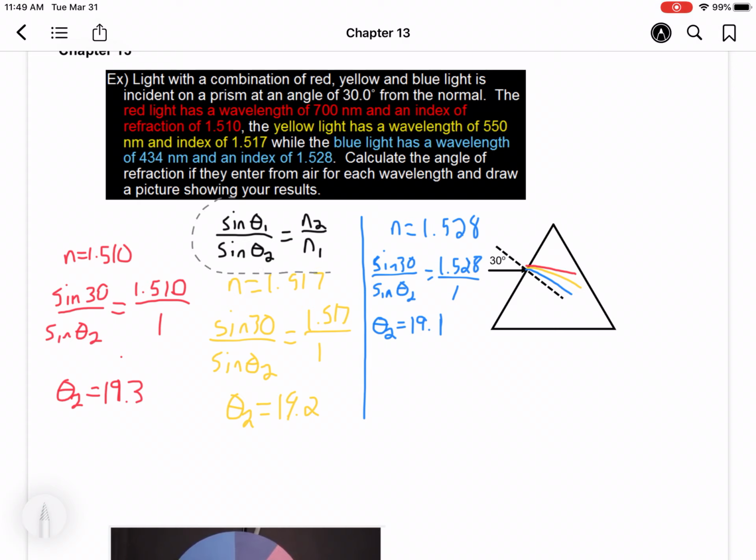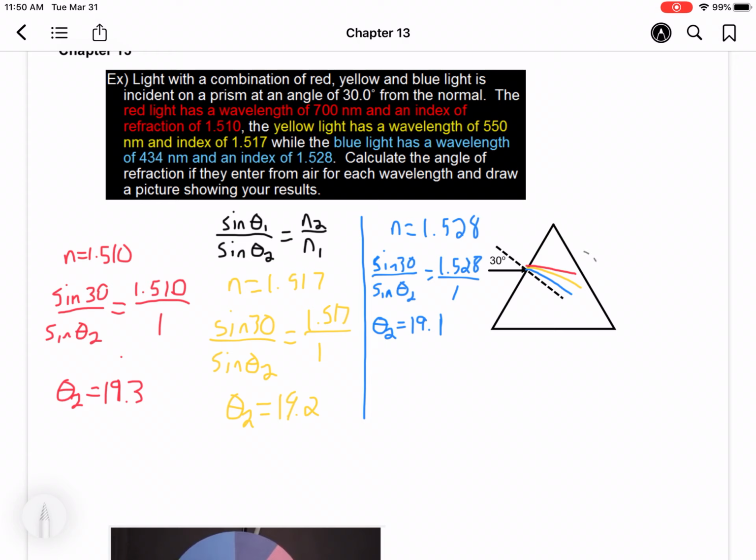And so what I did is I started all the equations based on this: sine angle 1 over sine angle 2 equals n2 over n1. Then I used the angles, right? Then I used the index of refraction, and I found the angles for each of them. And we got 19.3, 19.2, and 19.1. Now those aren't very much, right? And so this is why I want to go through the prism twice. Usually what it's going to do is, if we go through the prism twice, it's going to make these gaps larger.